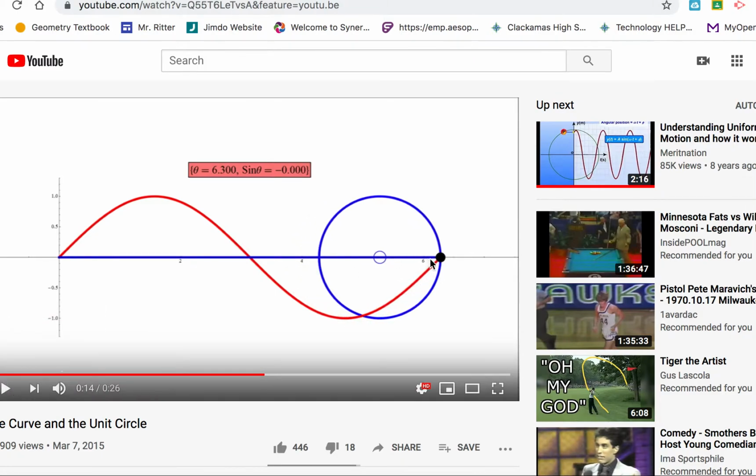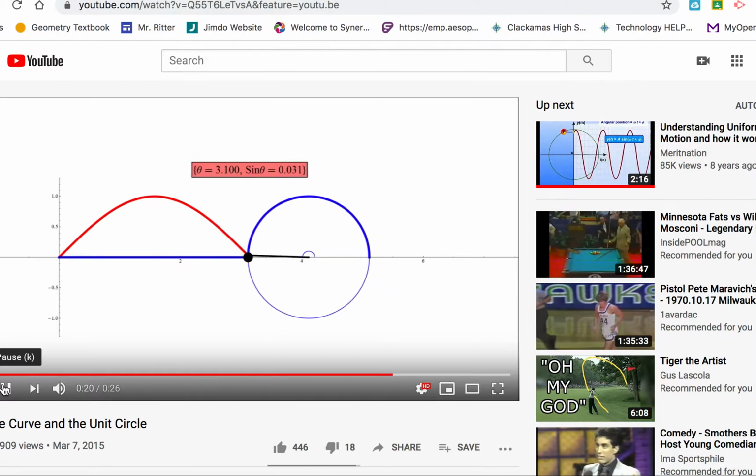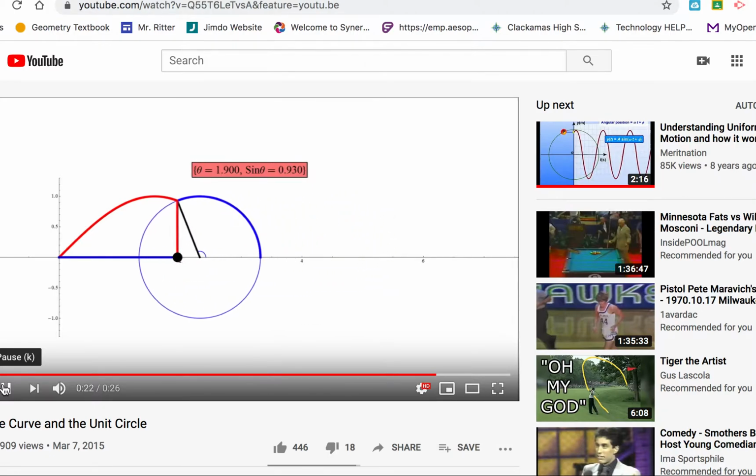It finishes off right here just past 6 on the x-axis. That's 2 pi, or about 6.28. So again, that's how we can get values on a circle and plot them on a coordinate plane, and it becomes a curve. So there's the sine curve.